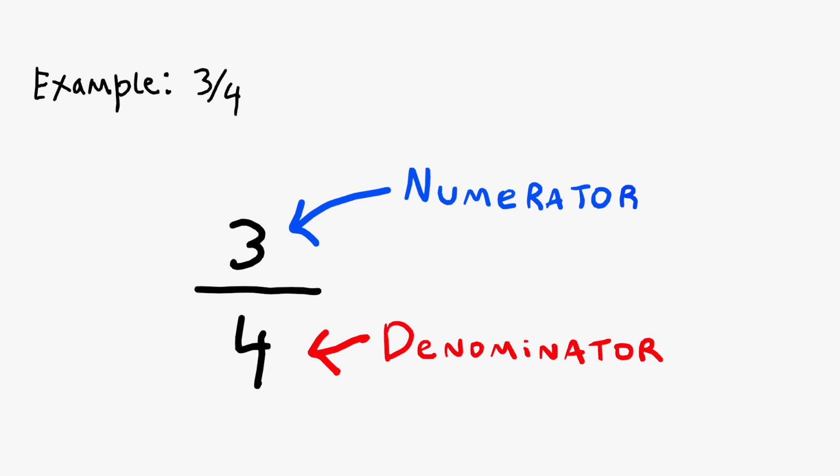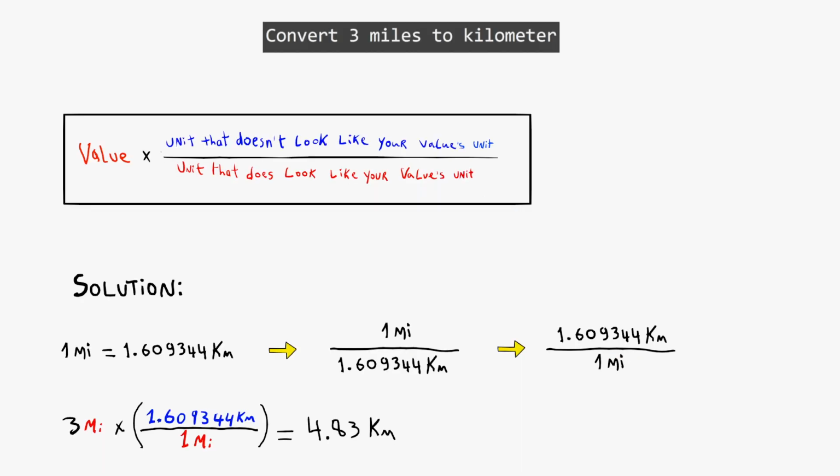Now you might be wondering, what goes in the numerator and what goes in the denominator? As a general rule, you put the unit that looks least like the one you're converting in the numerator, and the unit that looks most like the one you're converting in the denominator. If you're unsure how to multiply a number by a fraction, it's simple. Multiply the number by the numerator, then divide the result by the denominator, and that's it.